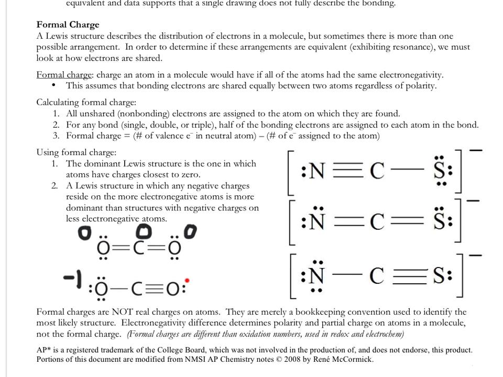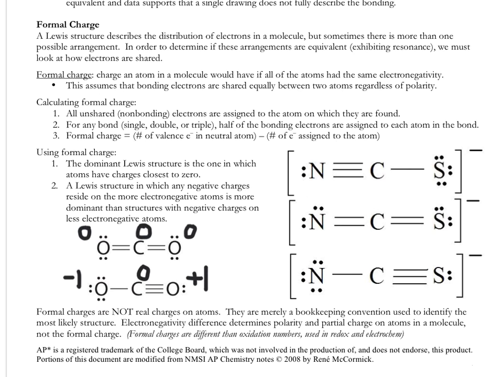This one over here, it has just 1, 2 that belong to it, and then it gets half of these bonds, so it's got 1, 2, 3 from the bonds, plus 1, 2. It has 5 assigned to it. It brought 6. 6 minus 5 is +1. The carbon brought 4. It's got 1, 2, 3, 4. Brought 4, has 4, so its formal charge is 0.